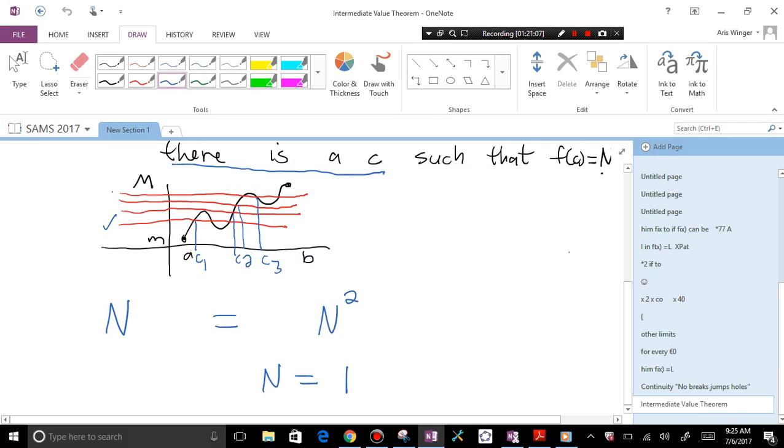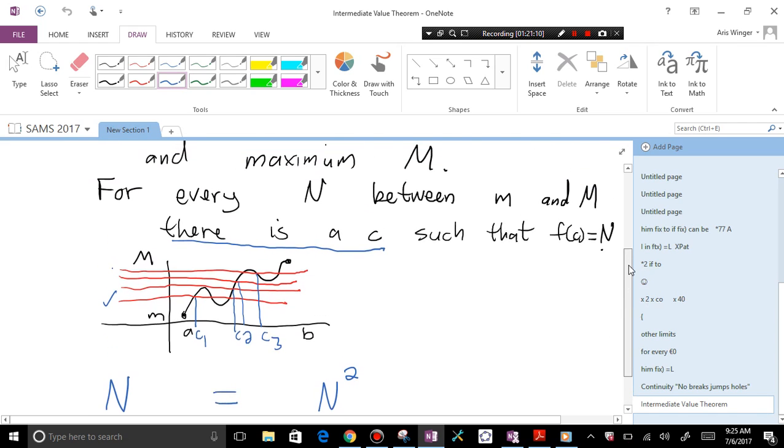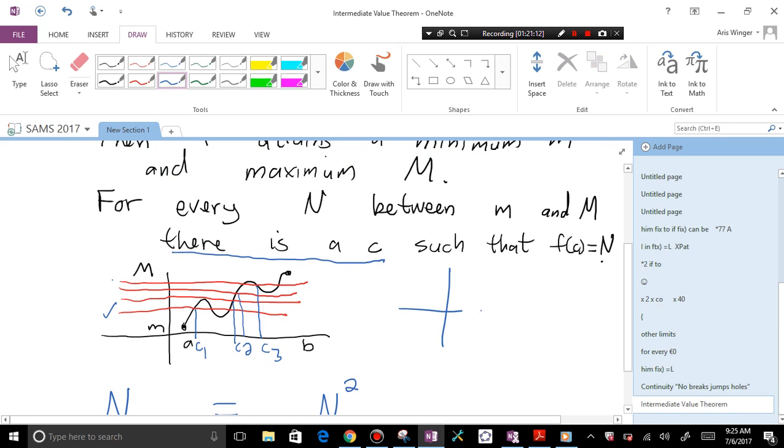So n is equal to n squared, so n is equal to 1. So this is useful as I finish for finding roots. And so if I have f of x equal to, let's do this, f of x equals x cubed minus x plus 3, I'm going to show that f crosses the x-axis.